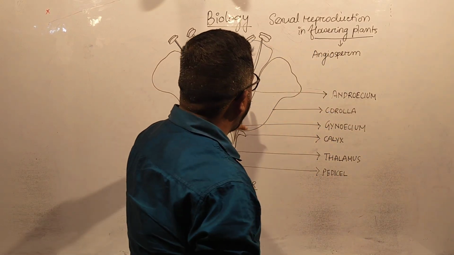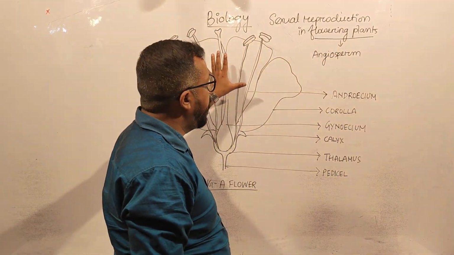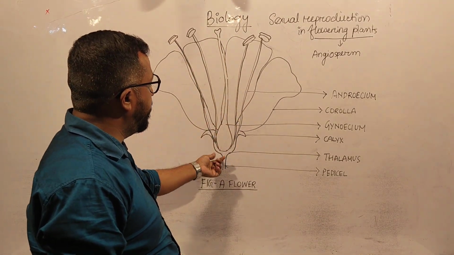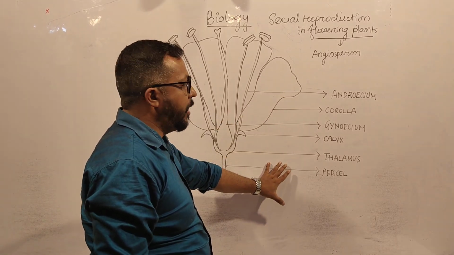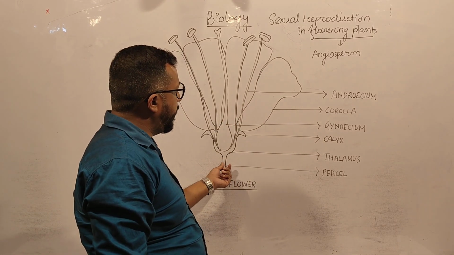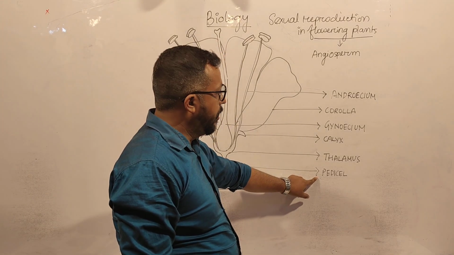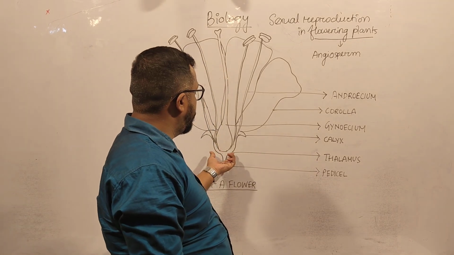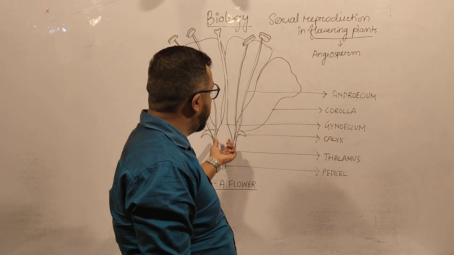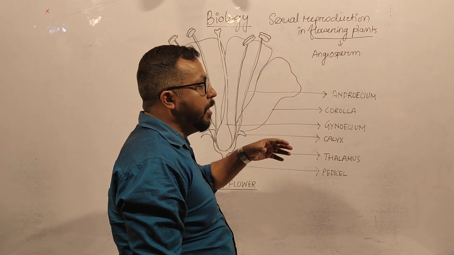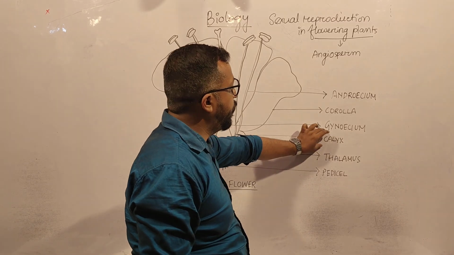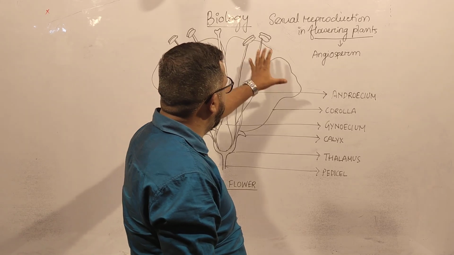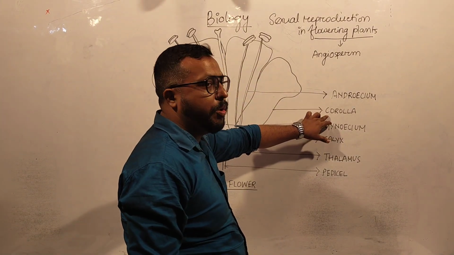Let us first look at the structure of a flower. The structure of flower is like this. It is made up of these parts. So this part at the base is called the pedicel, or this is also known as stalk. This is the thalamus. Thalamus is the swollen, green part. Then the thalamus divides to become leaf-like structures. Those leaf-like structures together are called calyx. And that calyx is holding the colorful part of the flower, which is called the corolla.